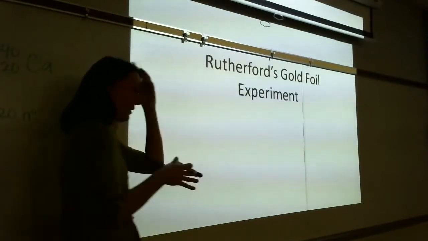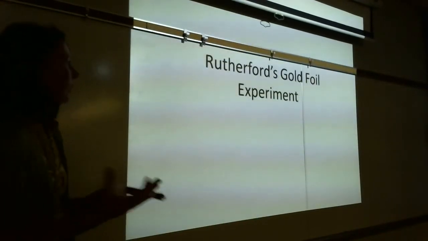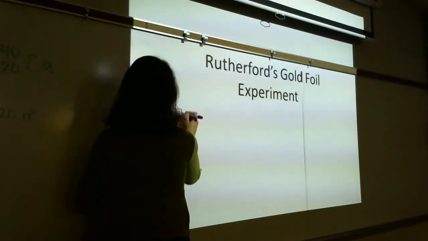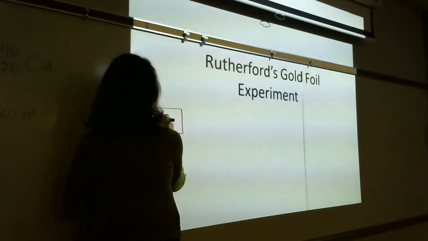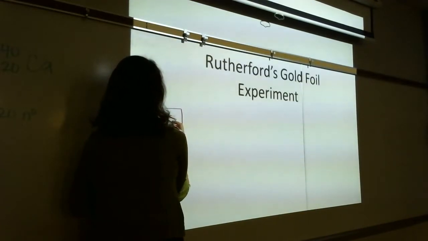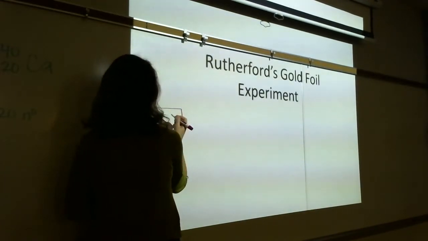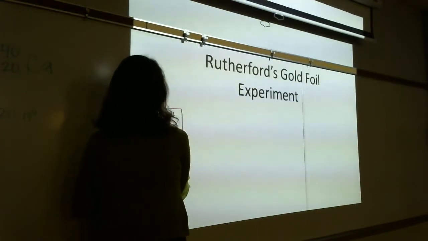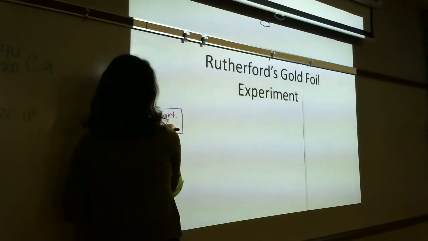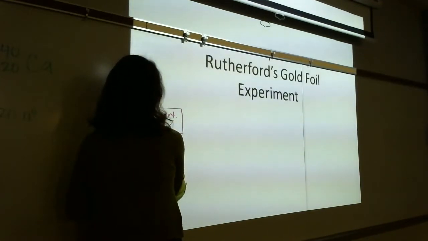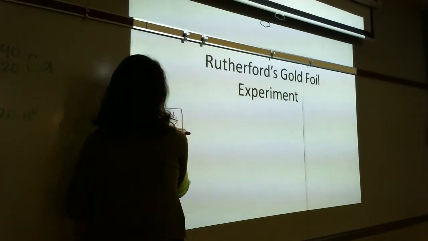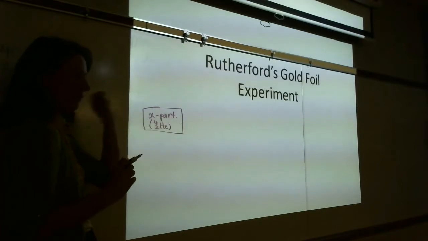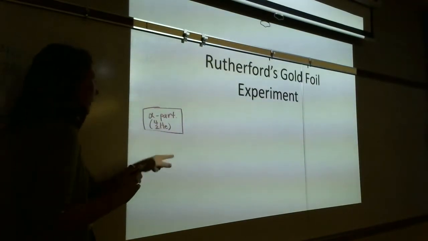So Rutherford was testing Thomson's model of the atom. And the way it worked is there was a radiation source, and what it was doing, it was emitting alpha particles. An alpha particle is just a helium atom, 4, 2. So you have a radiation source that's spitting out alpha particles, helium atoms.